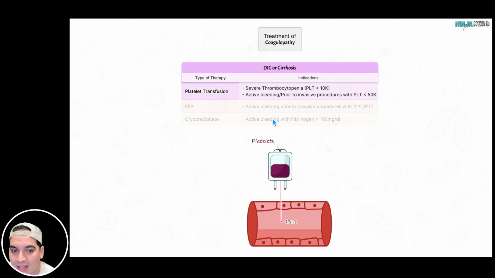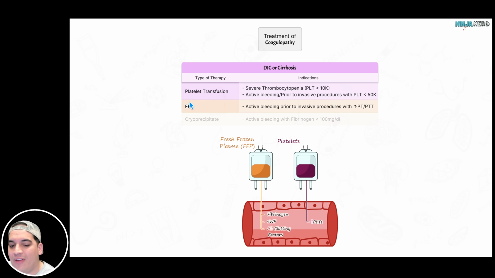For the platelets, again, the whole point here is that you're trying to increase the platelets, but you only do it in these particular scenarios. FFP is all of your coagulation proteins. So if a patient has an increased PT or an increased PTT and they're bleeding or they're about ready to get a procedure where they are at risk of bleeding, you should give them FFP. You're replacing all of their coagulation proteins plus fibrinogen plus von Willebrand factor so that they'll be able to clot if they need to.